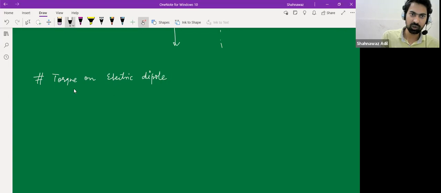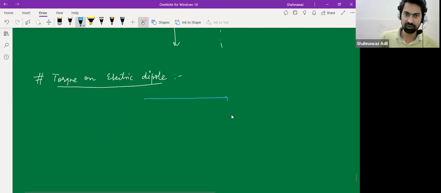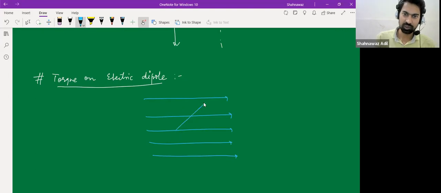In an external uniform electric field, so we have this electric field, and some electric dipole is placed. This is minus Q, and this is plus Q. So, Saad, do you remember what would be the direction of this dipole moment?